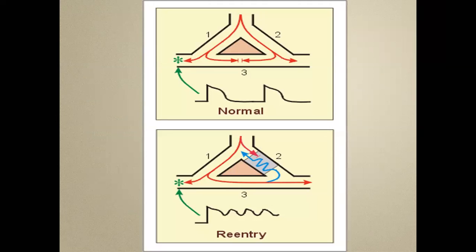Here are pictures of reentry, and you can see blocks of the antegrade impulse, but the retrograde impulse propagates.